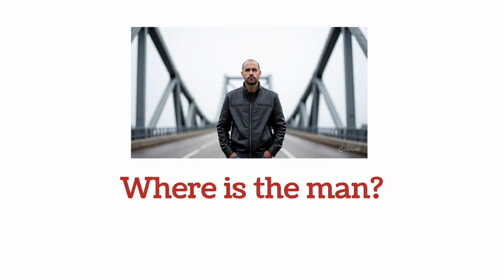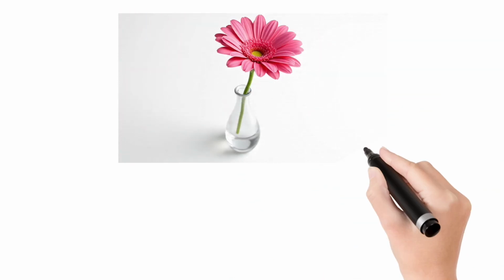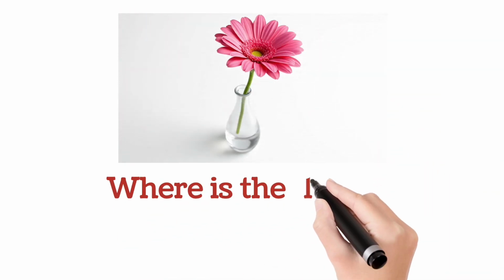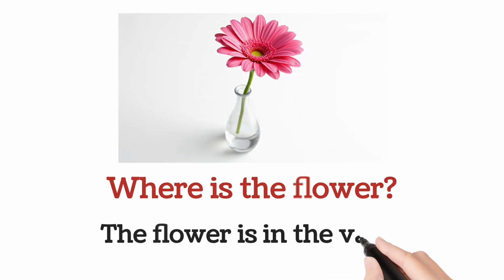Where is the man? The man is on the bridge. Where is the flower? The flower is in the vase.